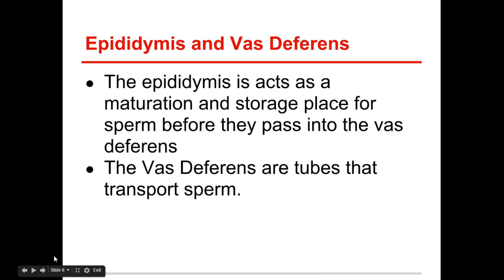Then the epididymis and vas deferens are organs. They're not where the gametes are made, but they help in the transfer and development of the gametes. The epididymis is where the gametes are stored and become mature. Then once the gametes or the sperm are all mature, they'll pass into the vas deferens, which are tubes that will then transport the sperm eventually to be able to get out of the body.